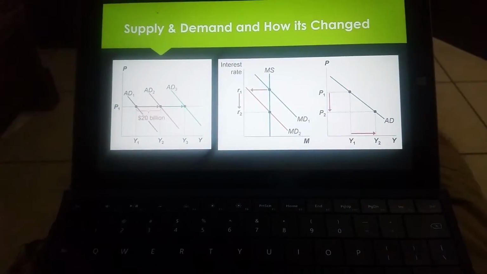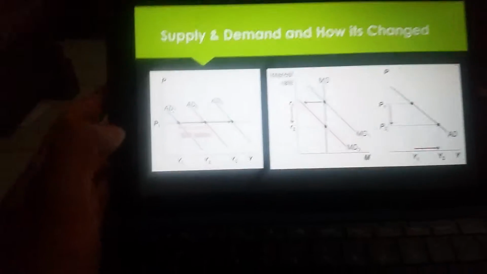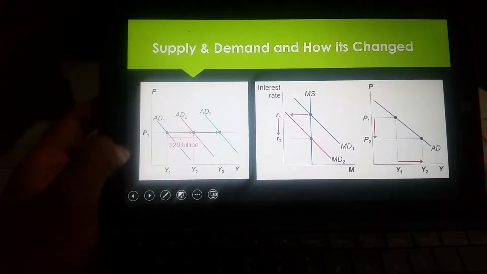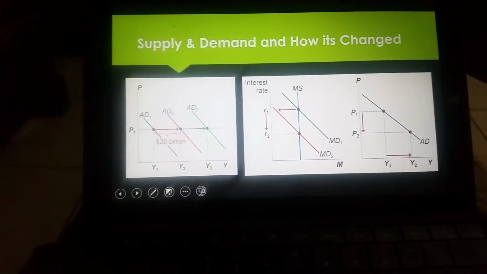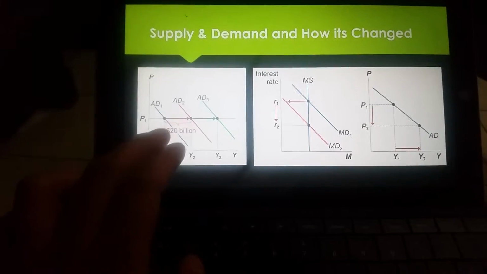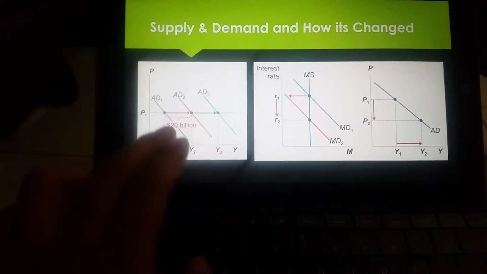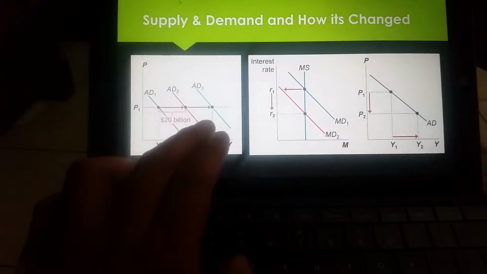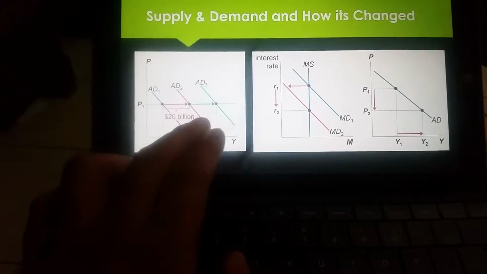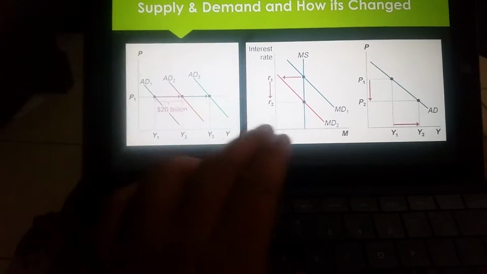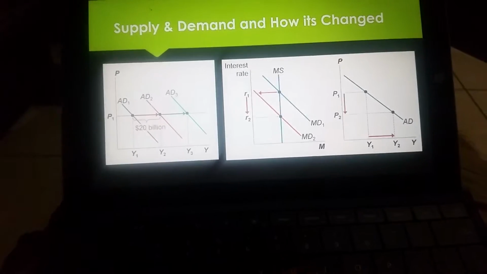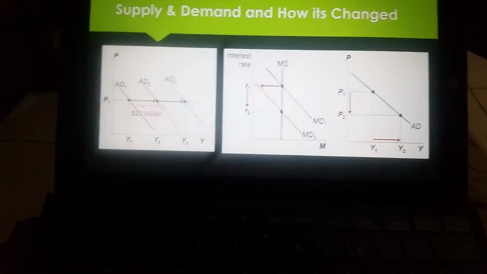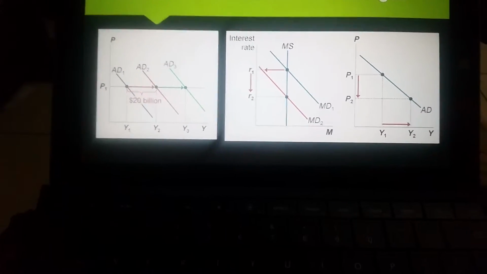Supply and demand and how it's changed. Here it is on the graph from Professor Johnson's monetary policy lecture video. It shows how the supply and demand is changed from E1 to E2 by a $20 million difference. And the interest rate graph I have shows how interest rate is changed, as well as anything else that was taken from her lecture.